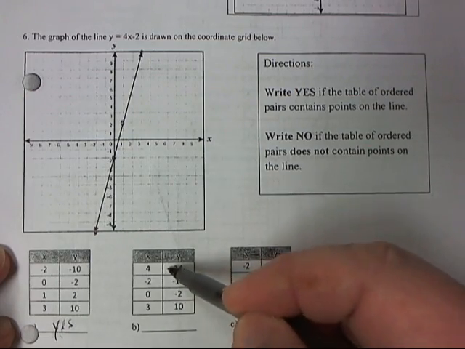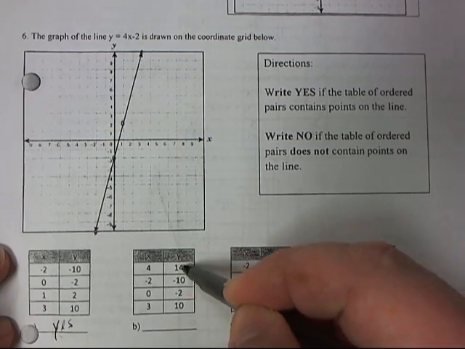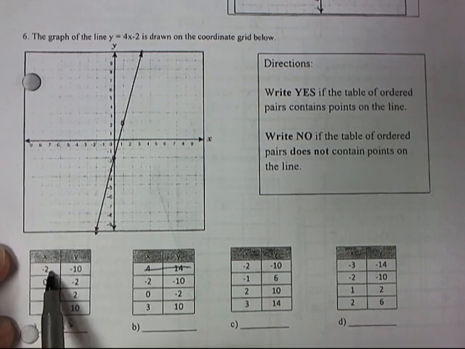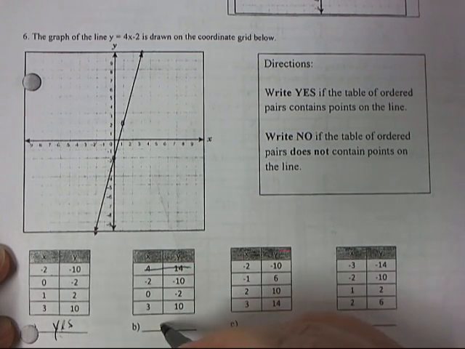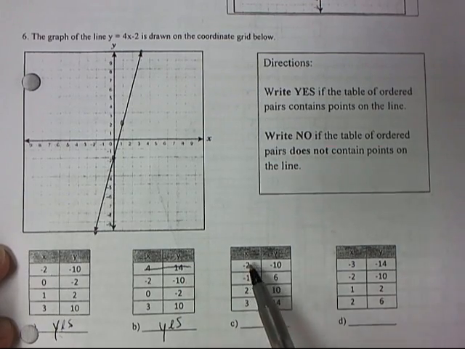Let's do the next one, 4, 14. That's going to be off the grid, so let's not worry about that one. Negative 2, 10. We already said yes here. What about 0, negative 2? Yes. 3, 10, yes. So this would be another yes. So a lot of these ordered pairs repeat themselves. Negative 2, 10 is here, so yes.